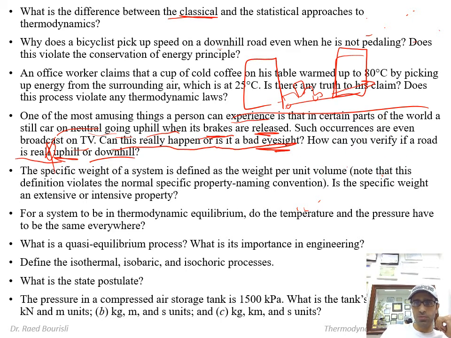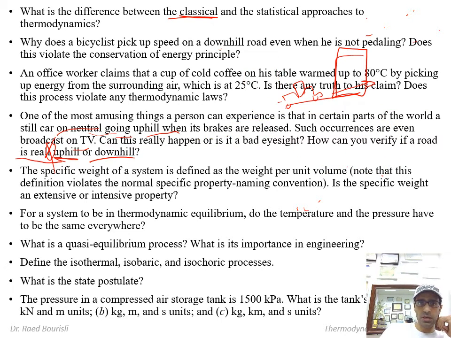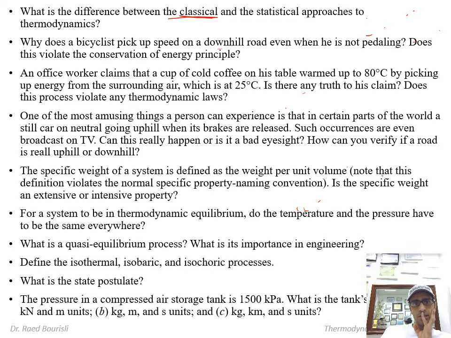So, but we know from our studies and from nature, from our common sense, that this is impossible. Okay, so more than bad eyesight, it's like a gimmick, a trick, a camera trick. So we'll see a few of these things. How can you verify uphill or downhill?